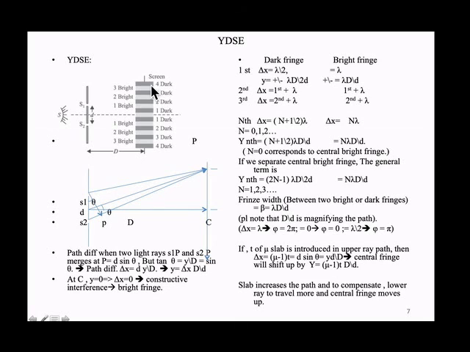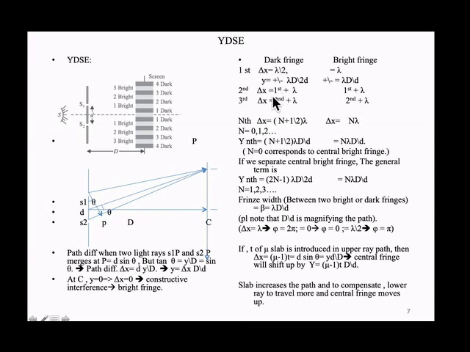Subsequently, I again have to add lambda. So this dark is lambda by 2. Then from here to here I have to add 1 lambda. So 1 lambda plus lambda by 2, 3 by 2 lambda. First one plus lambda, second one plus lambda. The gap between dark or bright is lambda only. Lambda is the wavelength.